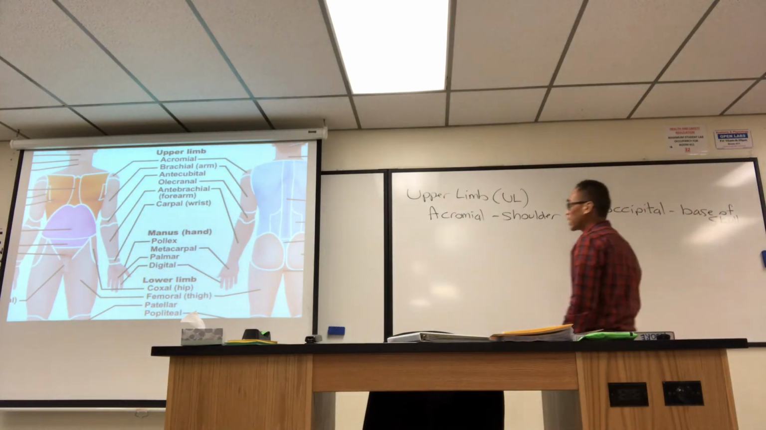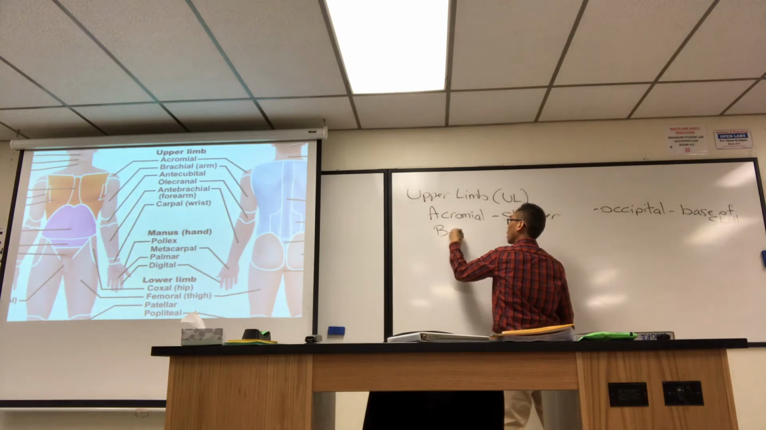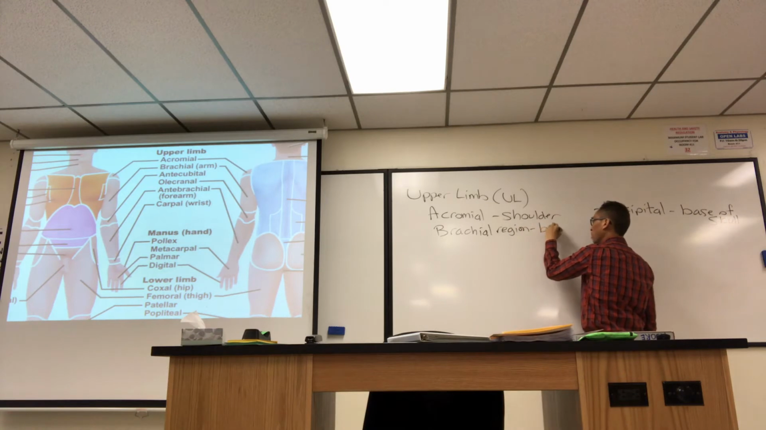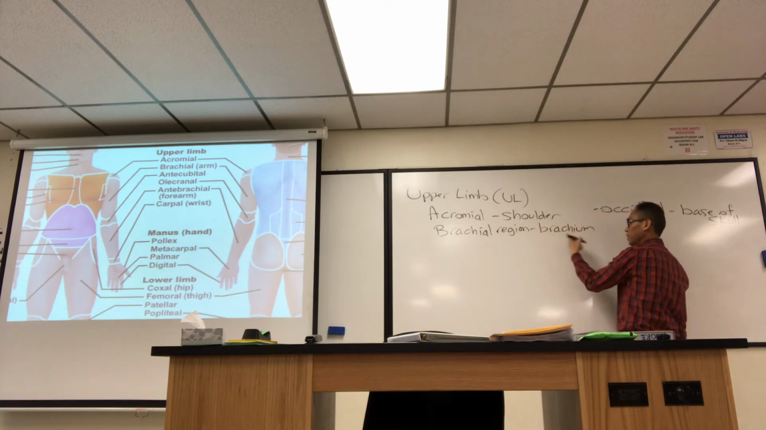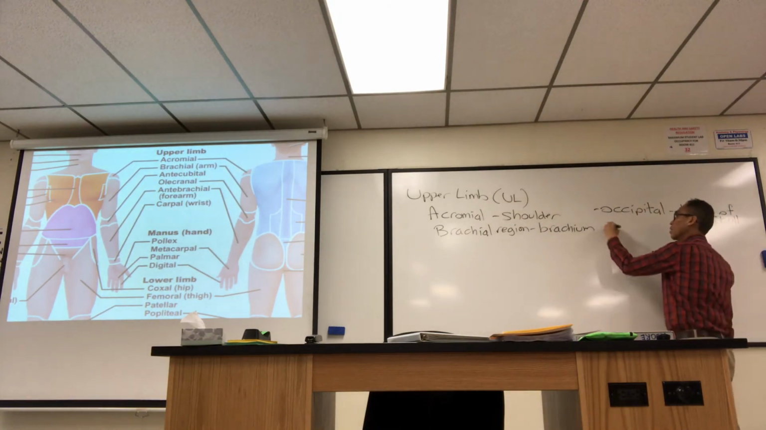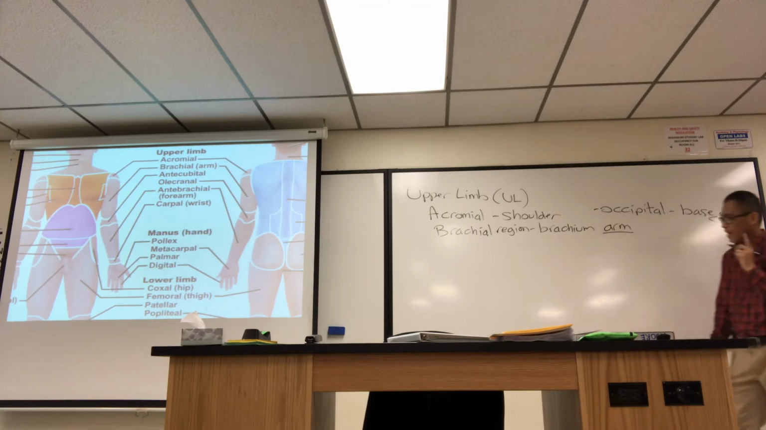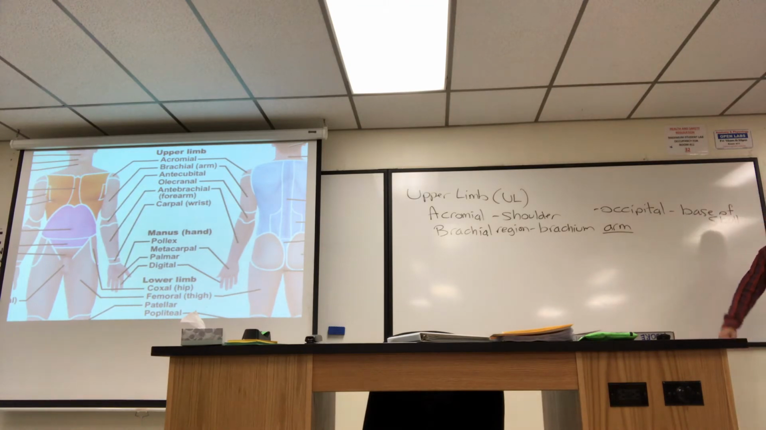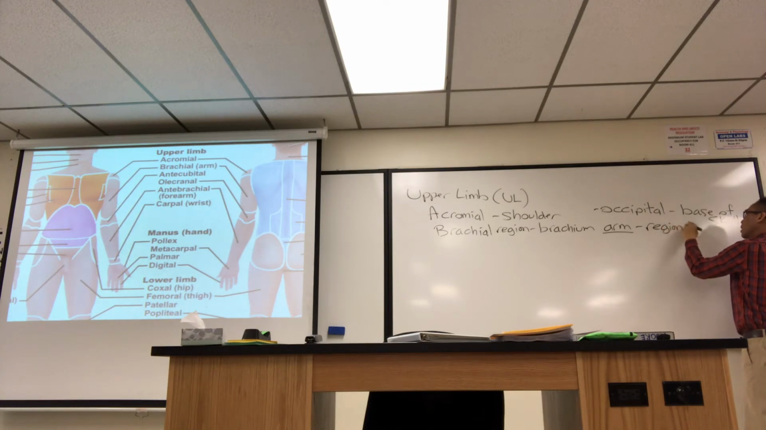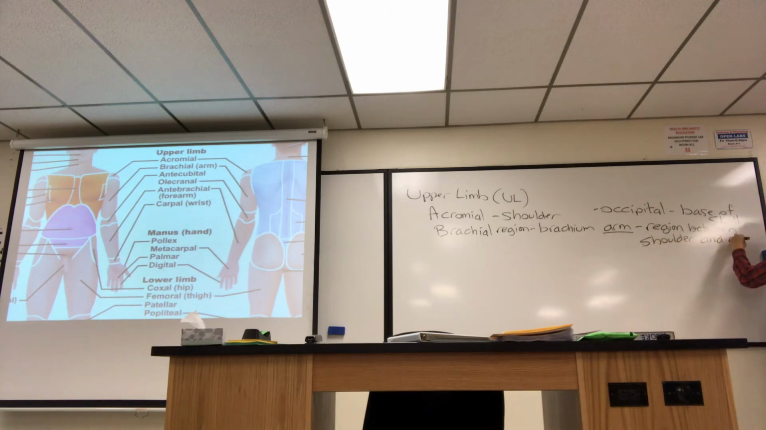We have brachial region. Sometimes called the brachium, right? Same thing, just not the AL version of the word. It means arm. Brachium is arm in everyday language. Now in anatomy, the arm is the region between shoulder and elbow. The brachium is the region between shoulder and elbow.